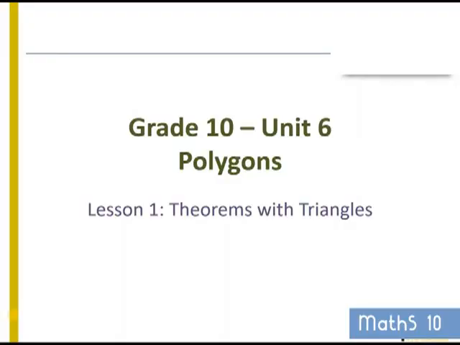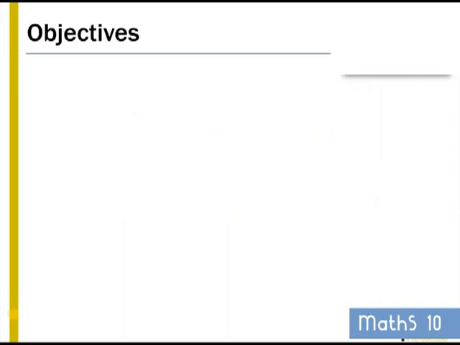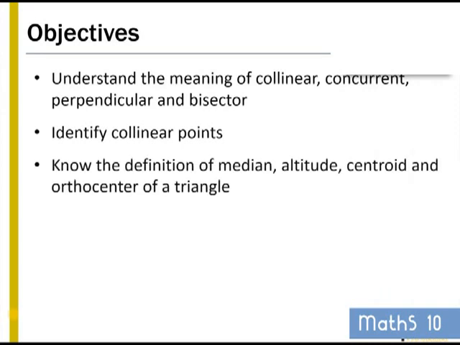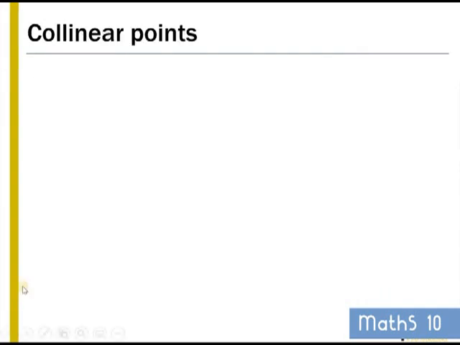Welcome to Grade 10, Unit 6, Polygons. Lesson 1, Theorems with Triangles. The objectives for this lesson are to understand the meaning of collinear, concurrent, perpendicular, and bisector, to identify collinear points, and to know the definition of median, altitude, centroid, and orthocenter of a triangle.